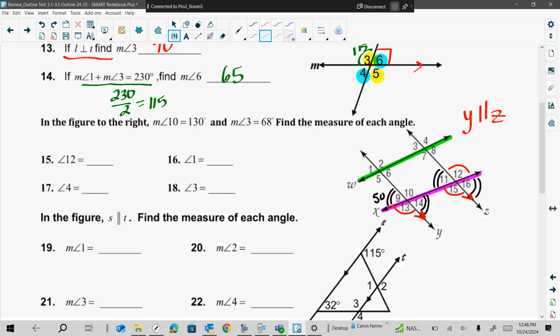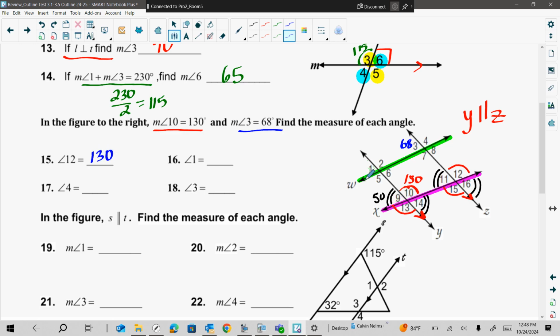So they tell us that the measure of angle 10 is right here. What if that was 130? So all the angles on this blue transversal would correlate with that angle 130 because that's sharing the same transversal. Angle 3 here is 68. That's a different transversal. That's green for me. So if I'm trying to find angle 12, which is on this purple transversal for me, it's in the same position as 10. So that also would be 130.